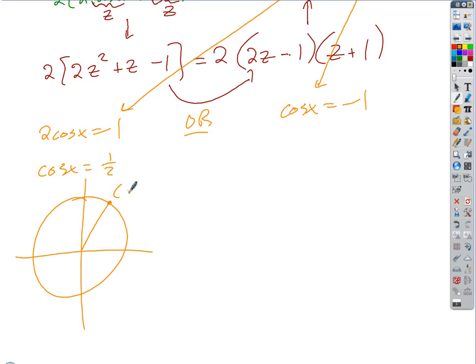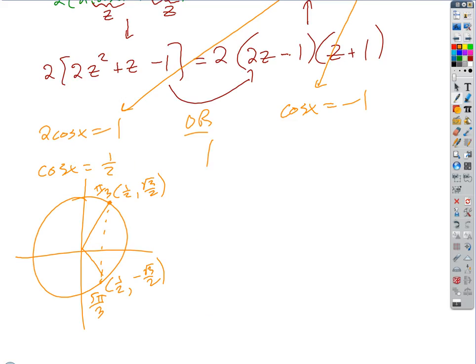That's going to be a point with coordinates 1/2, square root of 3 over 2, and then its mirror image in quadrant 4, right? So that's going to be a point with x coordinate 1/2, y coordinate negative root 3 over 2. And those angles are, this one is pi thirds, and so this one must be 5/3 pi. Okay, so there's two values of x that are critical numbers, because those are the values of x where 2 cosine x equals 1, or cosine x equals 1/2.